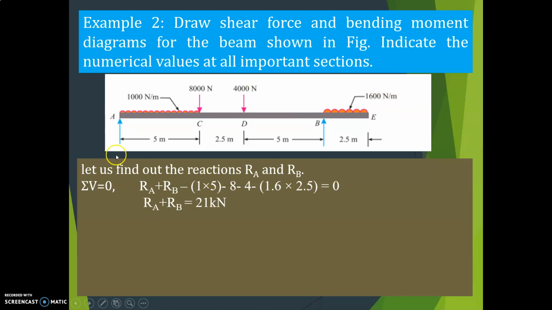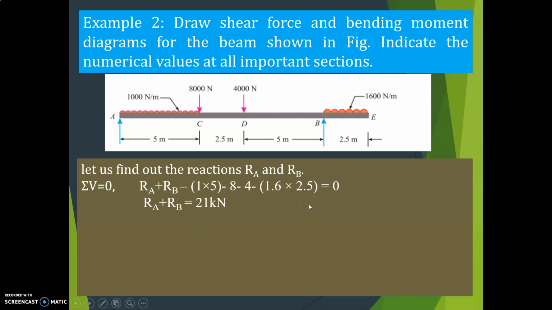Okay, so let us find now RA plus RB minus, this is 1 into 5 UDL, you have to convert into point load. For that you have to multiply it by distance, so 1 into 5, then minus 8 downward direction, minus 4 downward direction, minus again one more UDL, convert into point load. How? Multiply by distance, so 1.6 into 2.5, that is equal to 0. So RA plus RB is equal to 21 kilonewton.